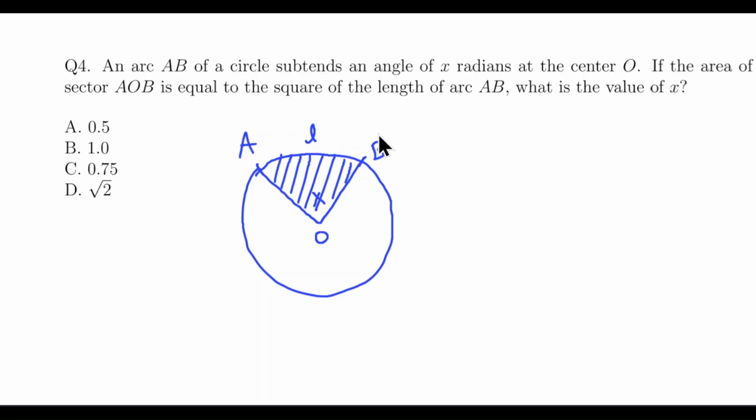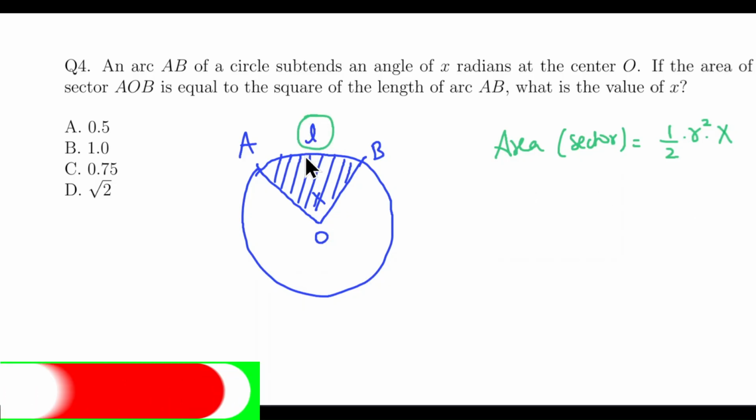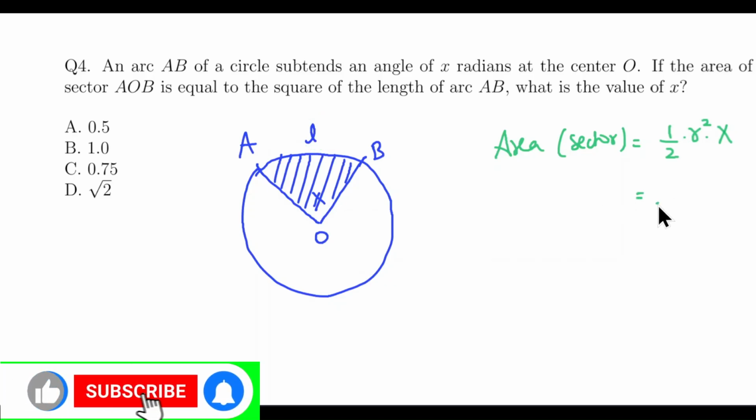I hope you guys remember the formula for the area of a sector. Don't tell me you have not memorized it, because that's important. And if you know this, then there's literally nothing in this question. The area of a sector is given by 1 over 2 times r squared times the central angle, but in radians. Be very careful, this should be in radians. And what is the square of the length of the arc? Obviously, that's just L squared.